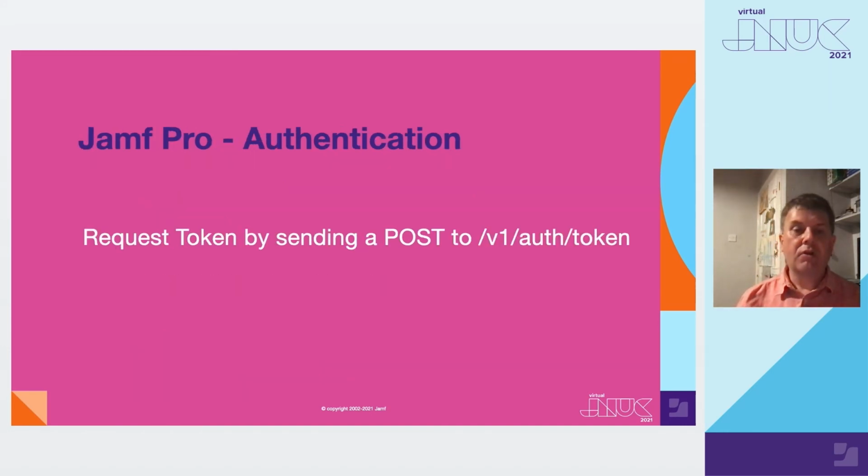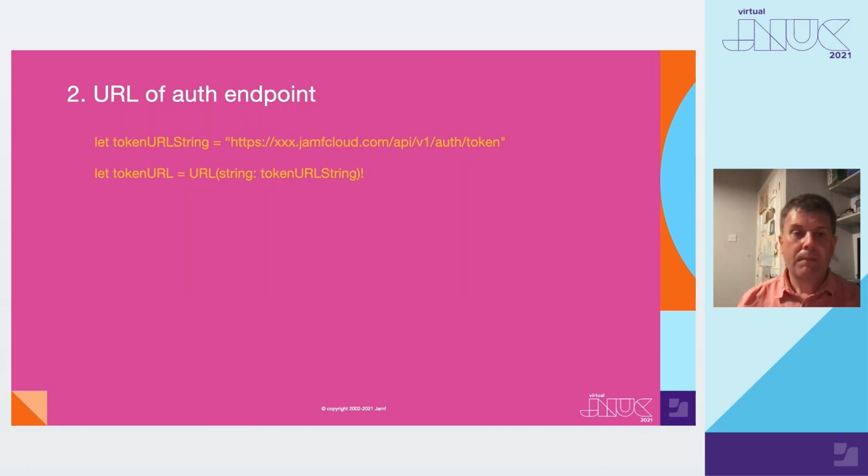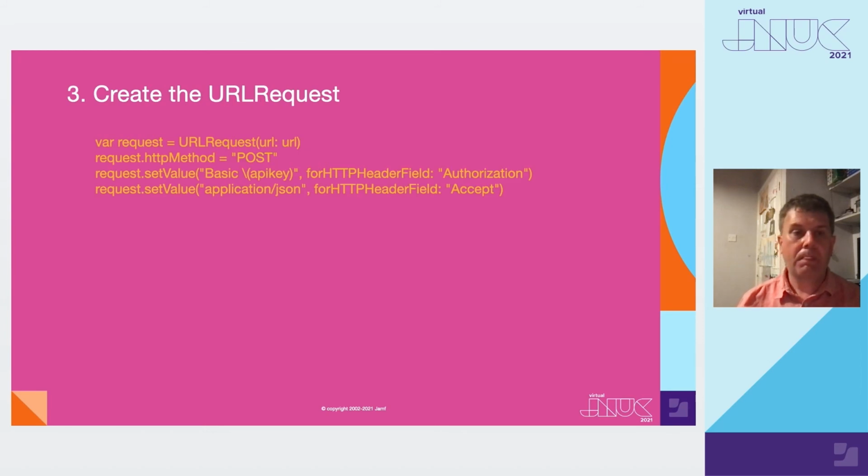To get the token, this is the endpoint. It's /v1/auth/token, and we can use a POST method for this. This should be familiar. To get the token, we still use base64 authorization. So we're still going to create a base64 for our username and password. We're going to create the URL. In this case, it's going to be /api/v1/auth/token. So we create the URL for that.